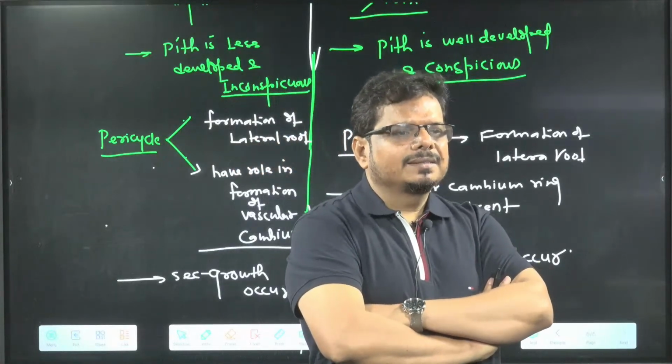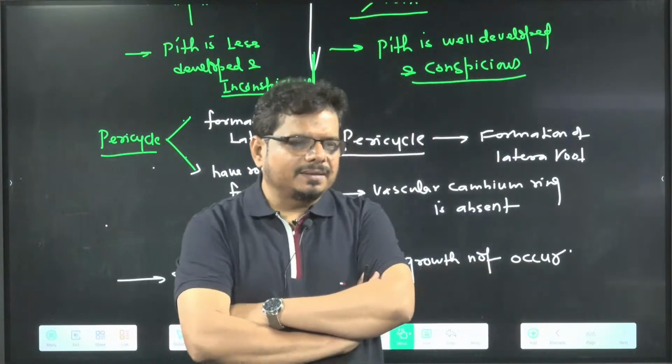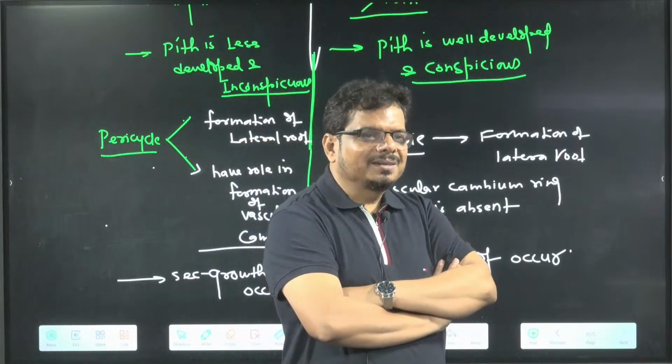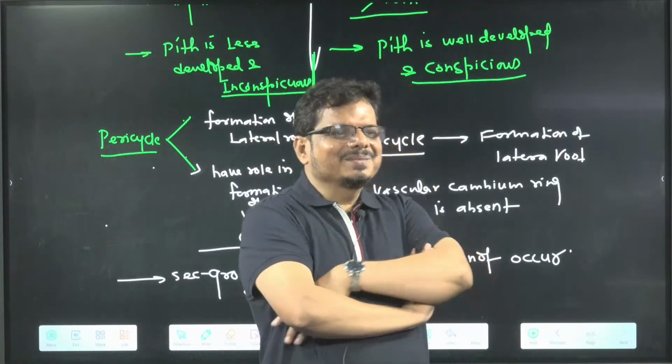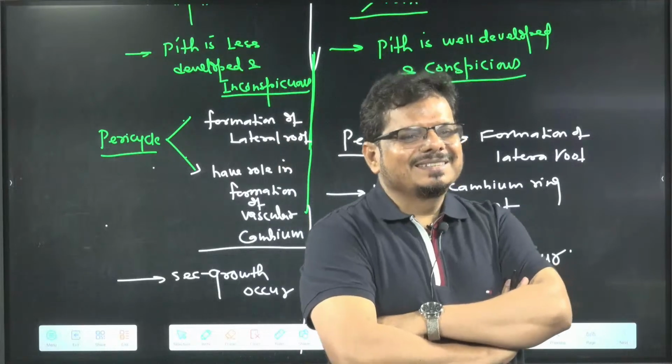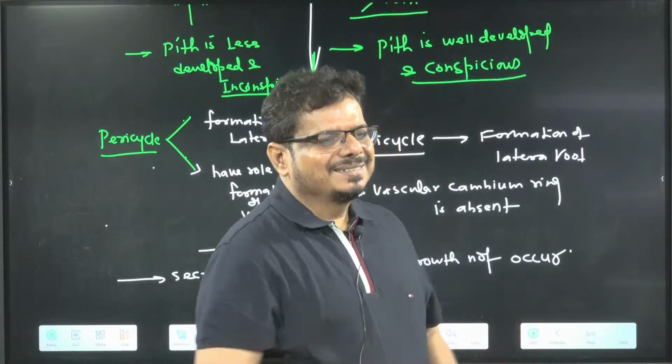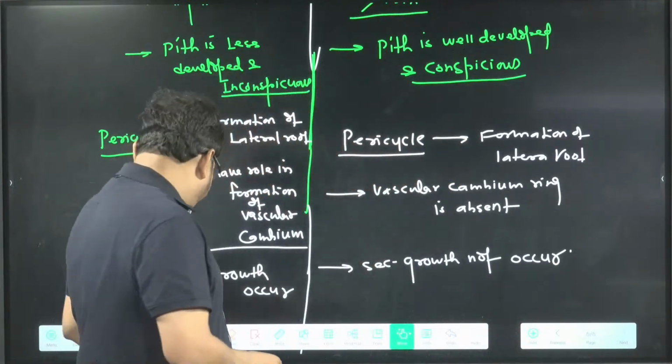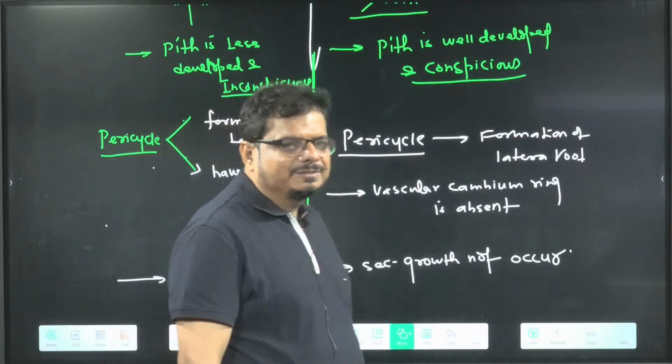So anatomy of dicot and monocot root is done. Root is over. Okay, done. So see you in the next class with anatomy of a stem and leaf.